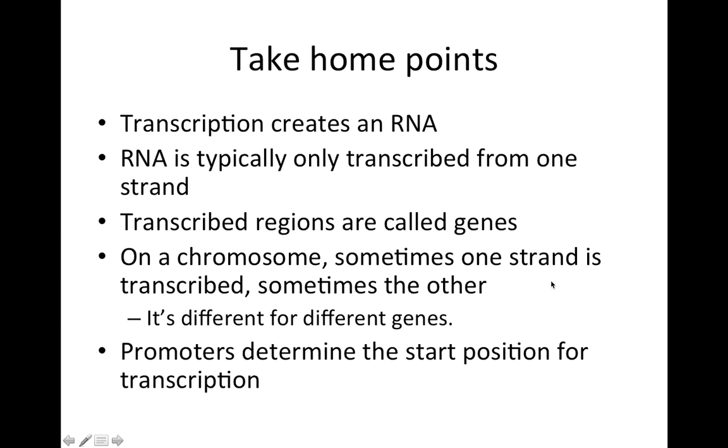Okay, so the take-home points here. RNAs are created by a process called transcription. RNA is typically only transcribed from one strand for a given gene. Transcribed regions are called genes. On a chromosome, sometimes one strand is transcribed, but in other genes, the other strand is transcribed. It's different for different genes. And what determines the start position for transcription is the promoter.